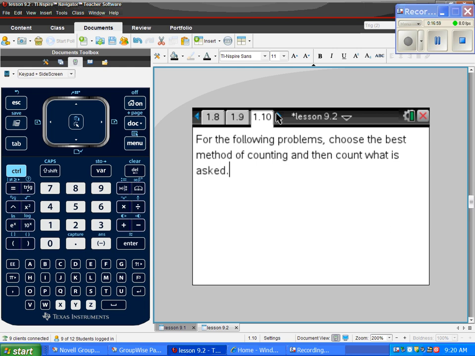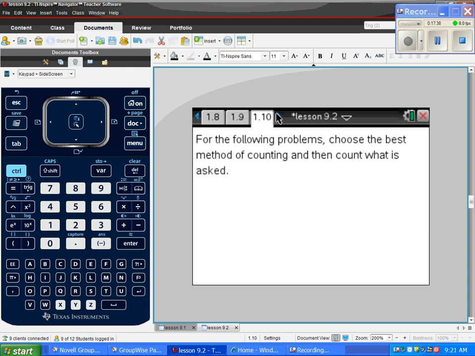What was the next counting method? We started it today. Permutations. When do we use permutations? Specifically when? When we care about the order. Order matters. Whenever order matters, we immediately start thinking about permutations.